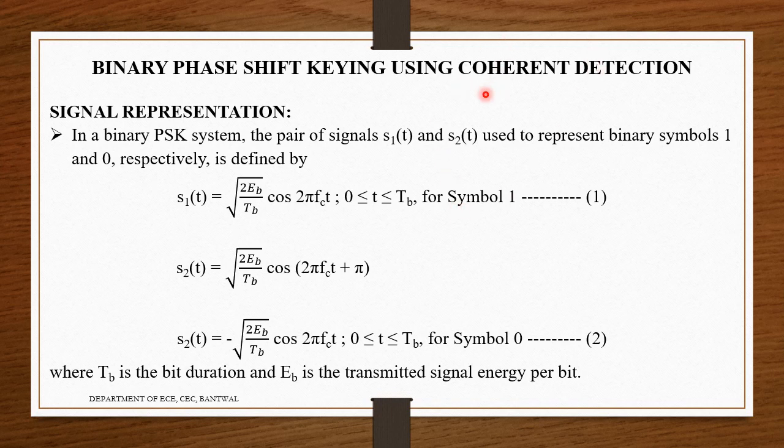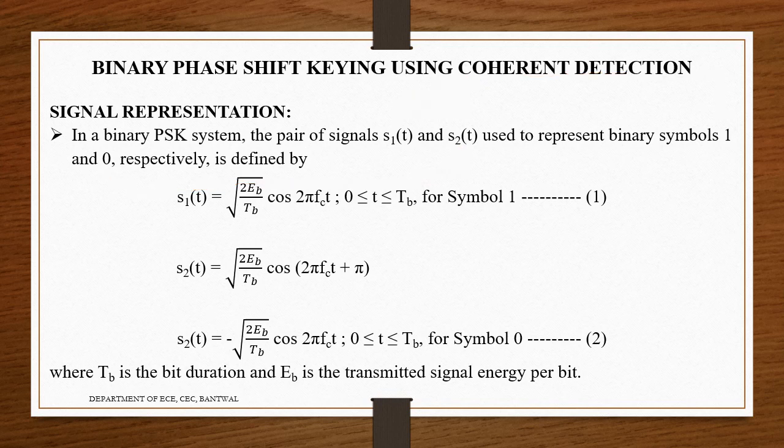At present, we are representing the binary PSK system. It is nothing but a pair of signals S1 of t and S2 of t, which are used to represent the binary symbol 1 and binary symbol 0 respectively. So S1 of t is symbol 1, and S2 of t is symbol 0.